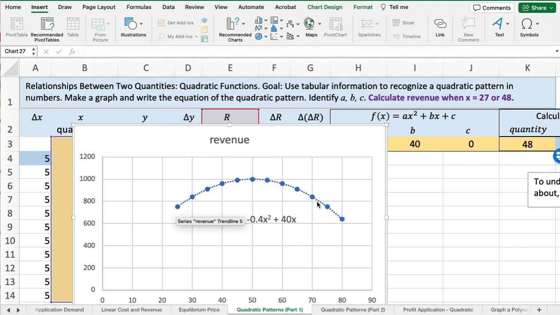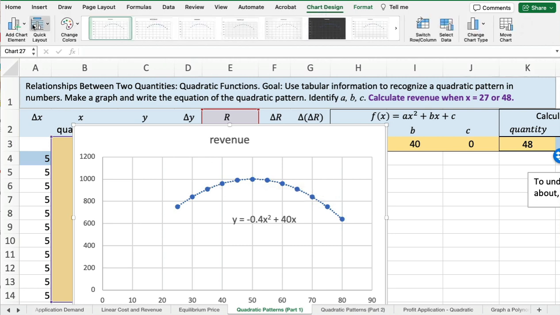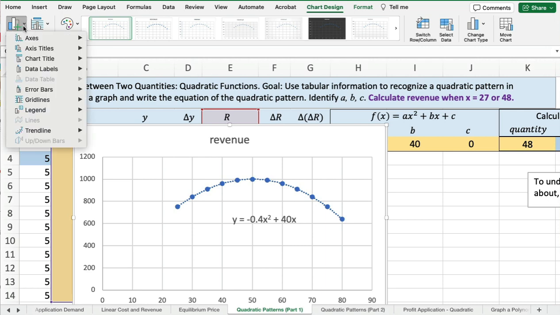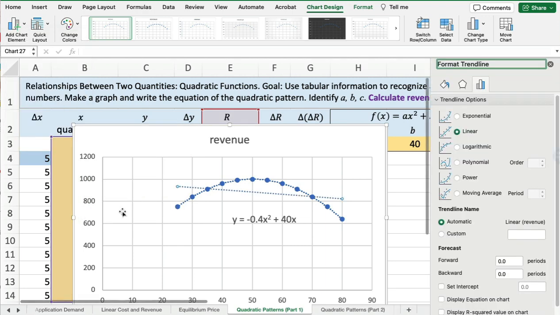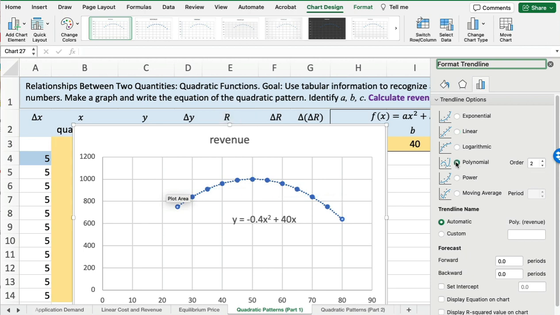So the scatter plot shows the dots, and that dashed line is our trend line. So let me show you where I got that from. Go to chart design and add chart element. We go to trend line, more trend line options. So obviously this is not linear. We need the polynomial of order 2.